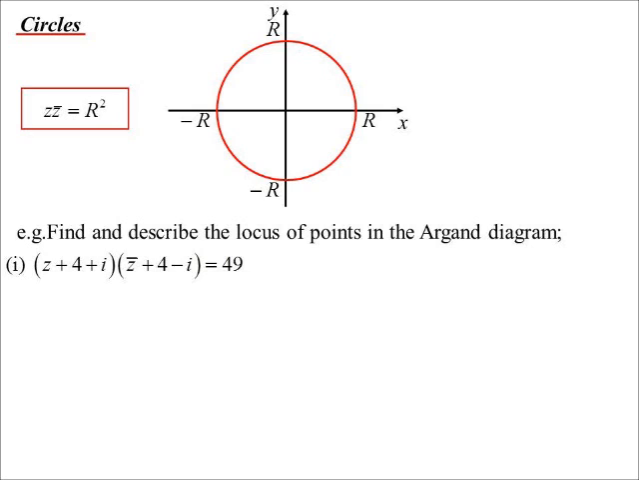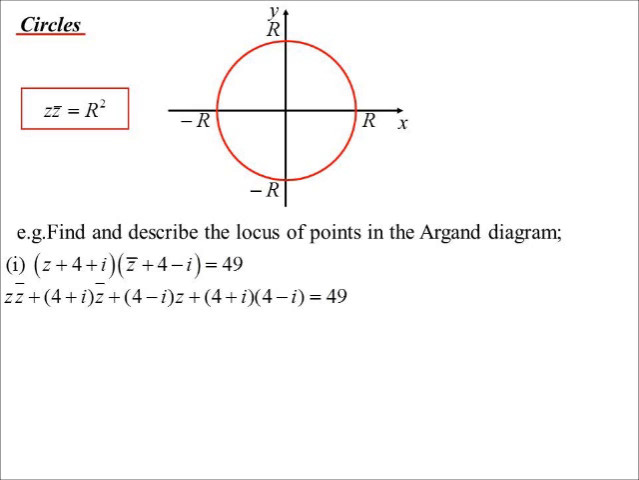Why am I picking circle? Because if I was to expand that whole thing out, at some point in there I'll have z times z conjugate. It's going to be a circle, but there's going to be some shift happening. The centre won't be at the origin. Where do you reckon the centre might be? 4 plus i? Minus 4 minus i?